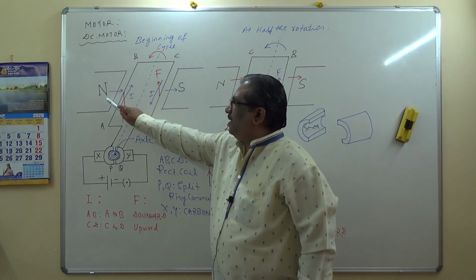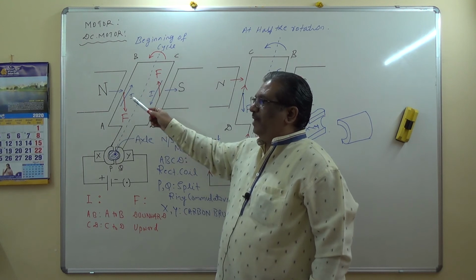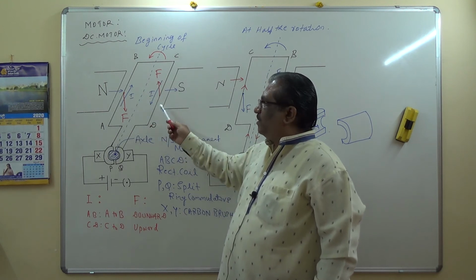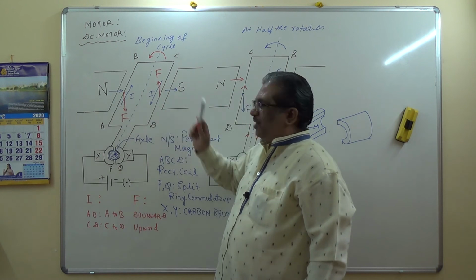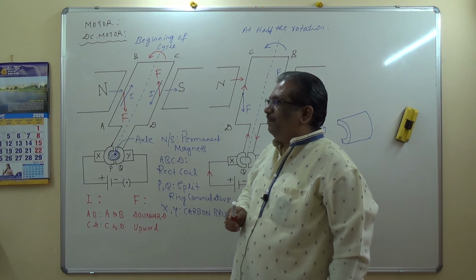So, first thing, by increasing the pole strength or the magnetic field strength, by converting permanent magnets to electromagnets, we can increase the strength and thereby increase the power of the motor.